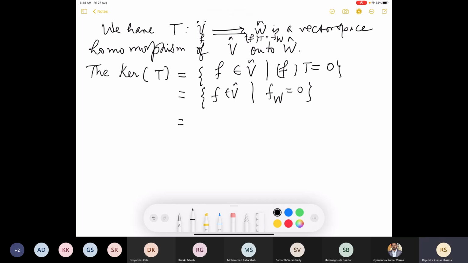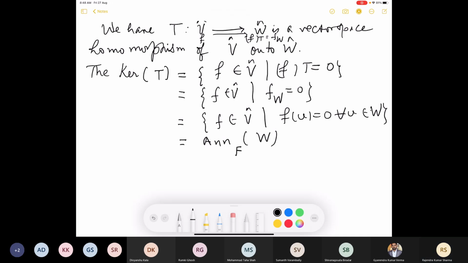F restricted to W is 0 means what? This is the set of all f in V hat such that f of v is 0 for every v in W. You recall the definition of the annihilator of W: it annihilates every vector from W. So this is the annihilator of W. So this is the kernel. Hence, the kernel of T is this.